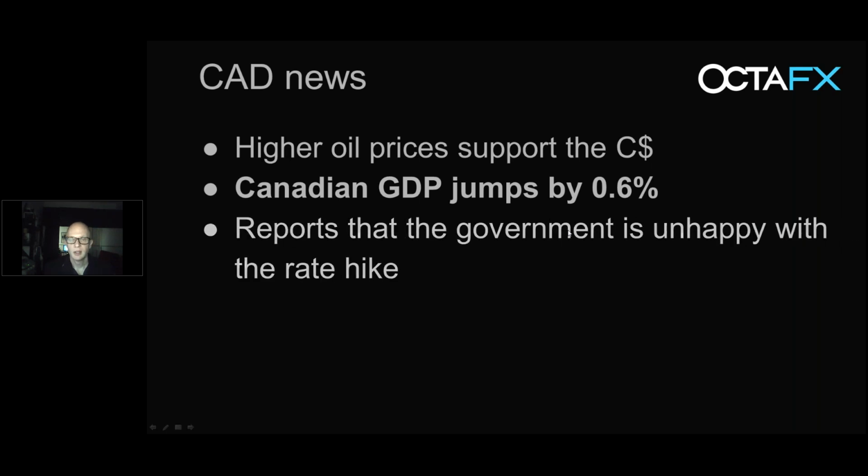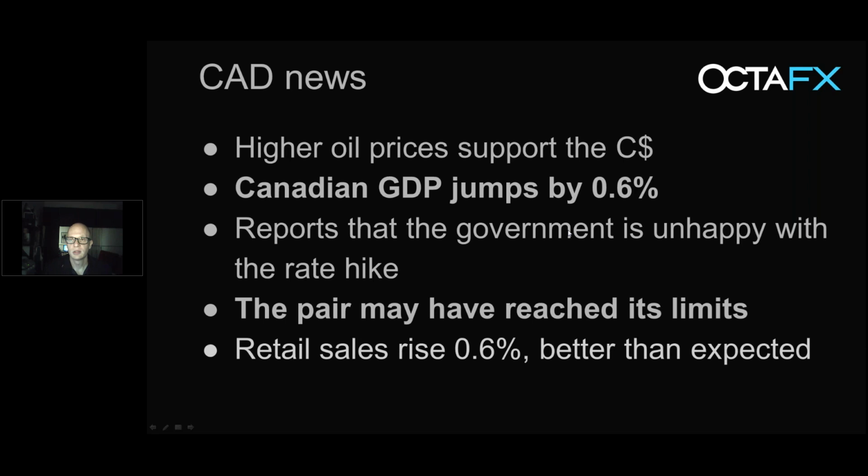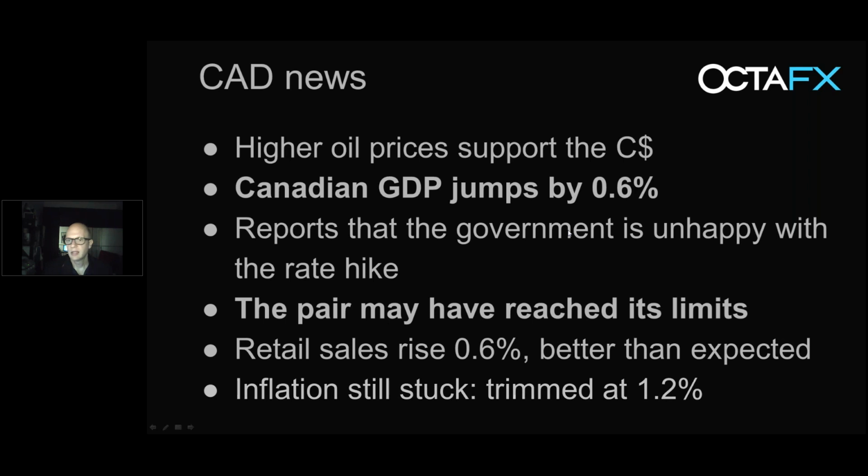However, on the other hand, there are reports that the government is unhappy with the recent rate hike. That hurts the Canadian dollar a bit. And the pair may have reached its limits. Remember, we traded early in the year at 138.19, and now we're at the 125 handle. We dropped under 124.60, which was really strong support.